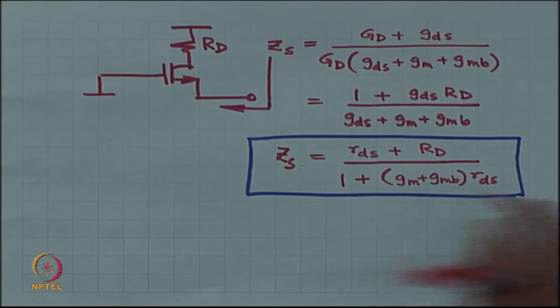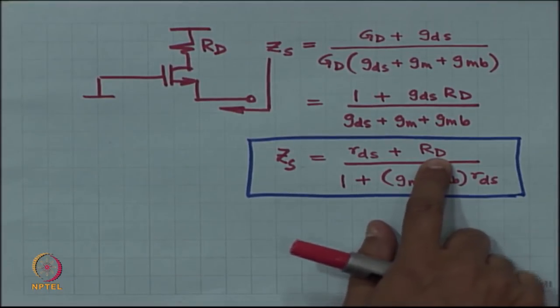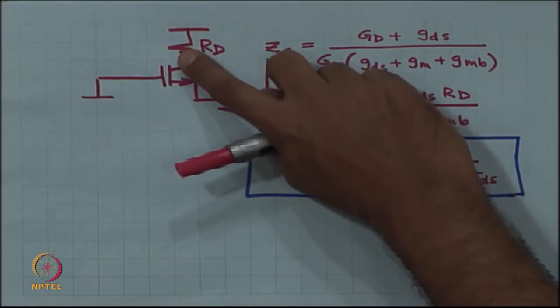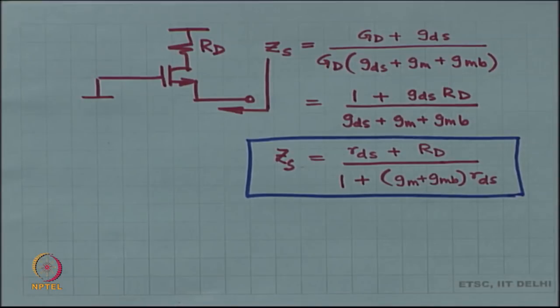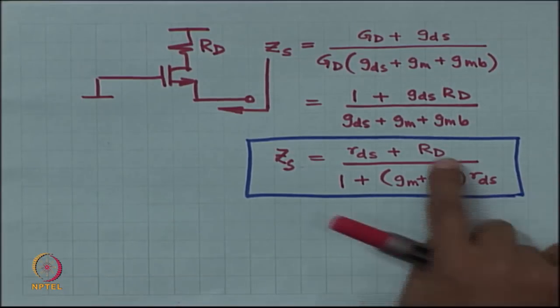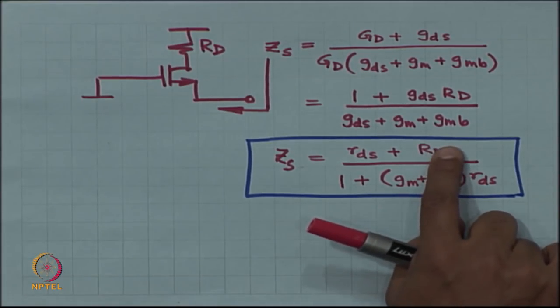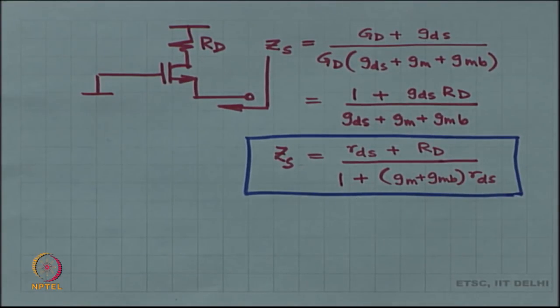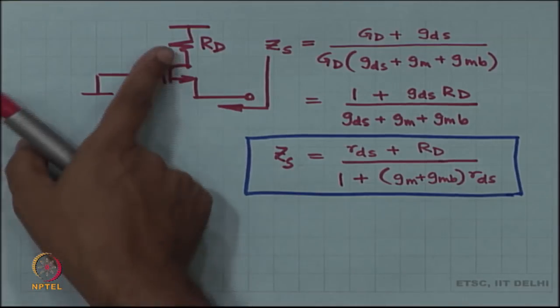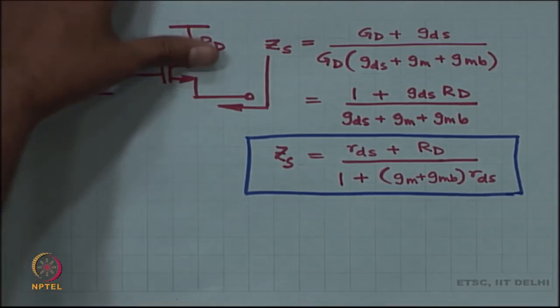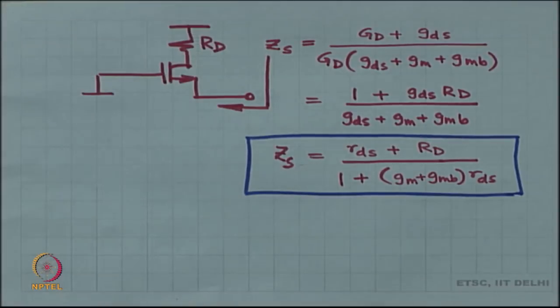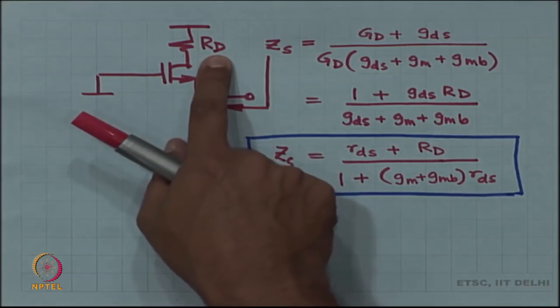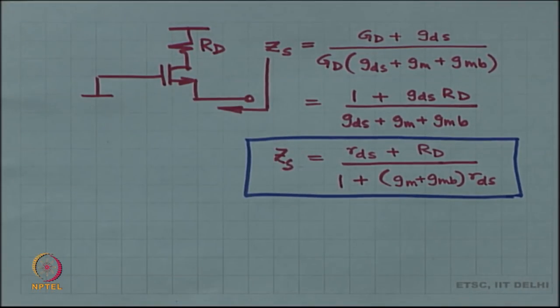All right. Now, if RD had been there, suppose RD was infinite, then what would have happened? This is infinite. Infinite divided by something is still infinite. So, ZS is still infinite. Think about it. If RD is open circuit, then no current can enter this circuit, right. So, it checks out. So, both RD equal to 0 and RD equal to infinity check out.